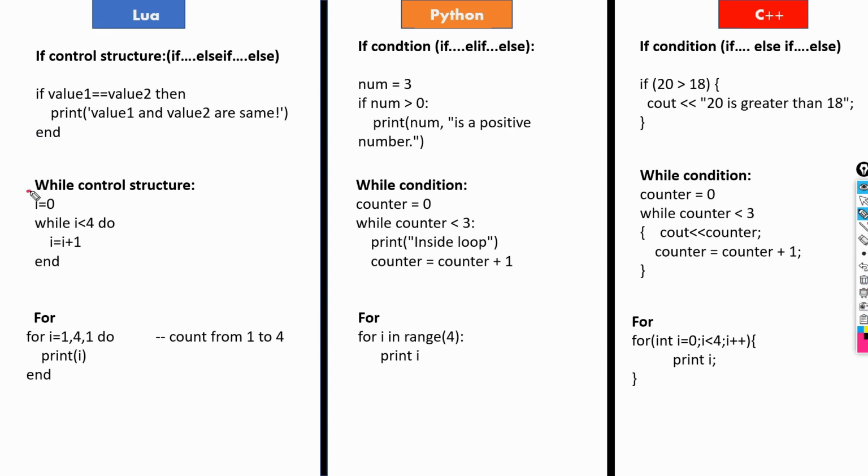Now coming to the while loop. In the while loop, first of all, one thing you should notice in all of them: at the end, in any of the conditional statements in Lua, we will always use end. Look, end. But there is no such thing in the other languages. Okay. Secondly, in the while loop and for loop also, there is do, do and end, do and end. Those two things.